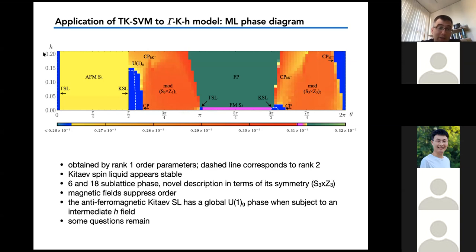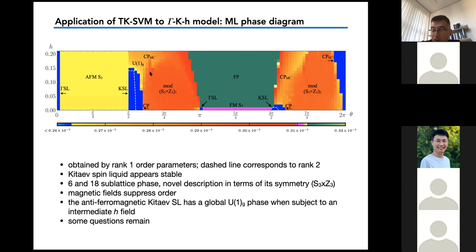When you add a magnetic field, you usually get quick polarization of those phases on the ferromagnetic side, but not on the antiferromagnetic side. And what is also very notable is that if you are here in the Kitaev spin liquid and you add a field, you go through a phase in which there is an emergent global U(1), but it's a global symmetry.